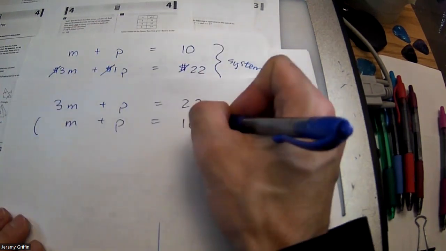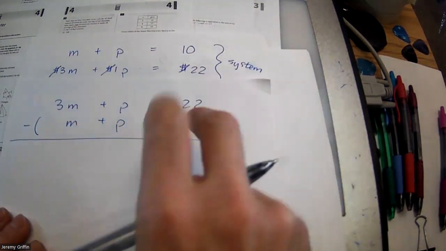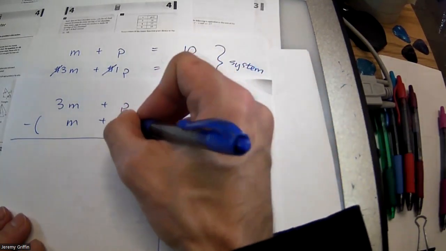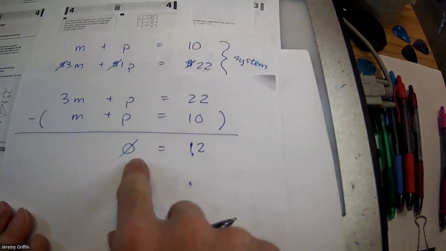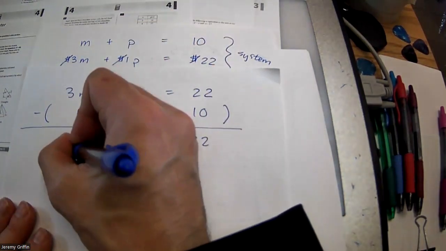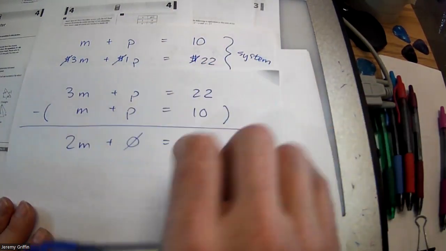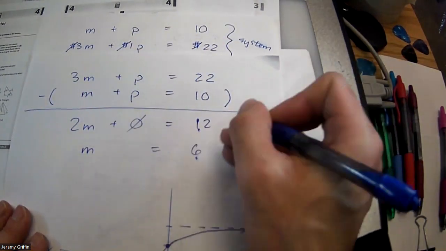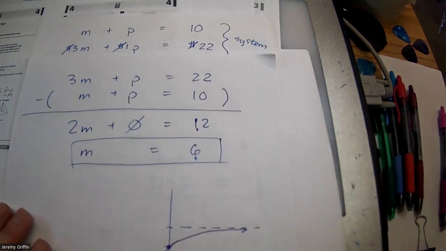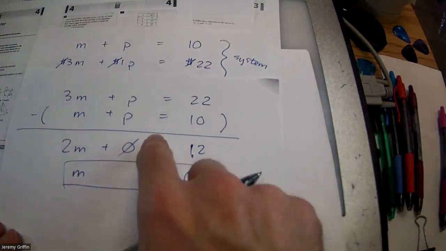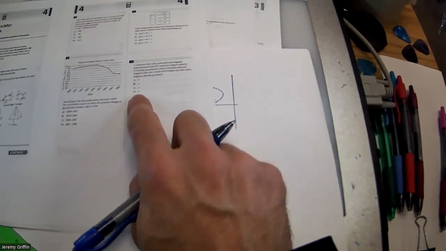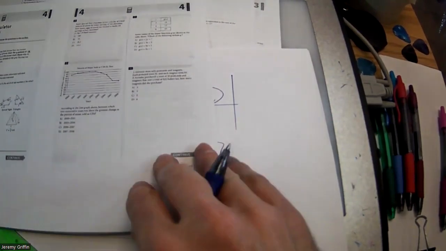Because watch this. If I subtract this bottom equation from this top one, 22 minus 10 is 12. P minus P is 0. Gets rid of the postcards. And then I got 2m. So 2m is 12. So how many magnets did you buy? 6. How many postcards did she buy? 4, right? Because it got a total of 10. Is there a 6 magnet option? Option D. Yeah, 4 is D. That's it.